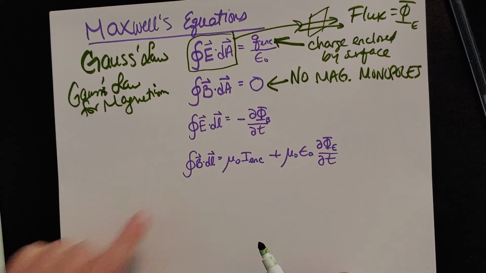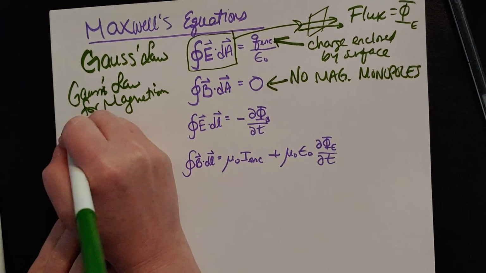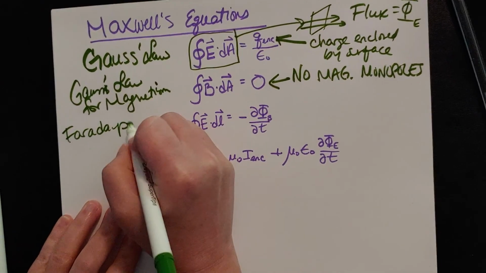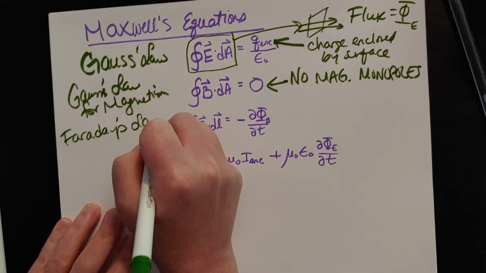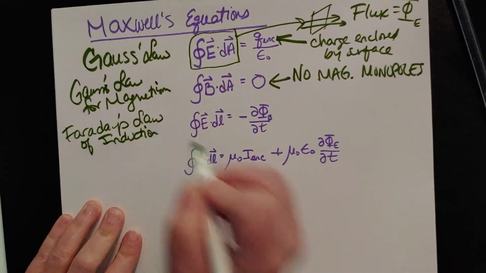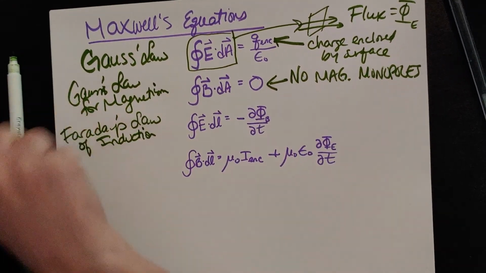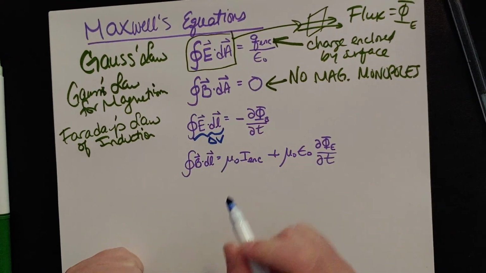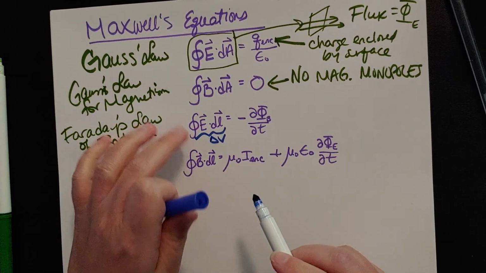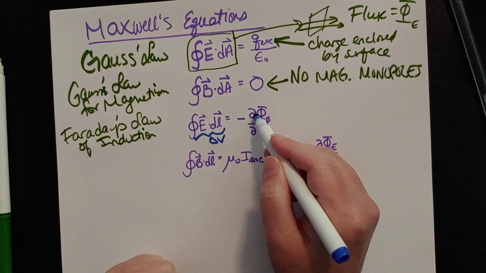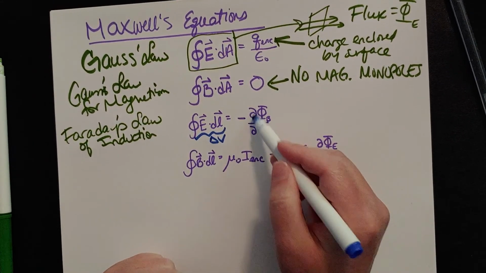Cool. This is called Faraday's law. Faraday's law of induction. So the integral of E dot dl is also a potential difference up to a sign. This is the magnetic flux. Oh, by the way, this is a partial derivative.